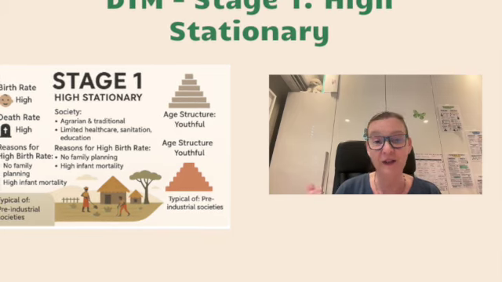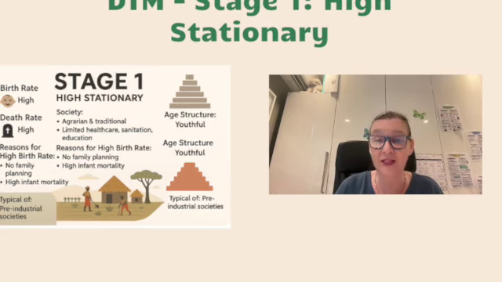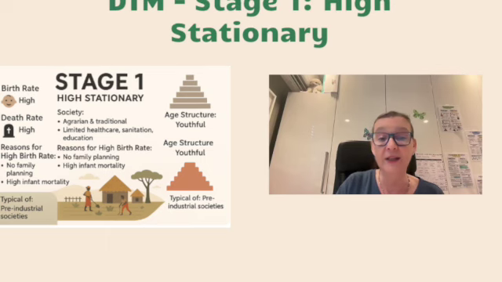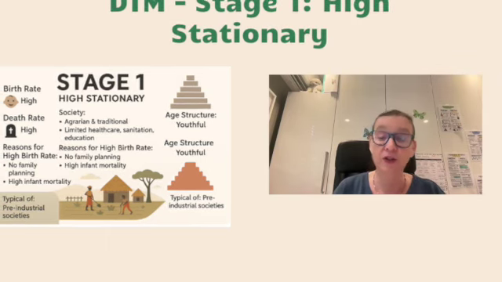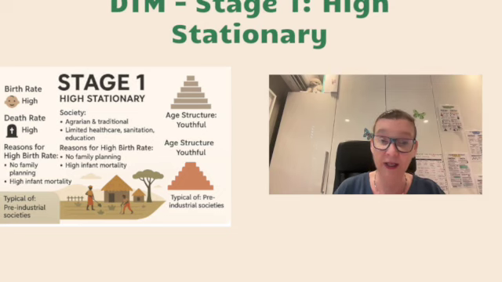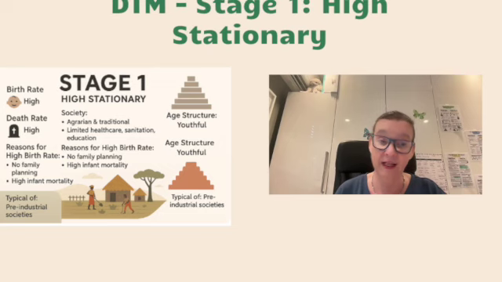Third, high infant mortality means parents have more kids to ensure that some of them survive to adulthood. And then why are the death rates so high? Well, one, frequent disease outbreaks. Two, poor medical care and limited doctors. Three, unclean living conditions and unsafe water.